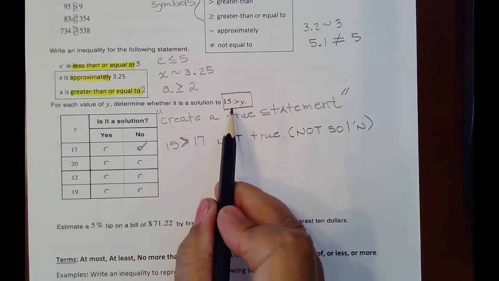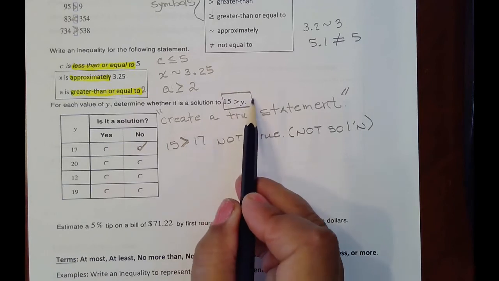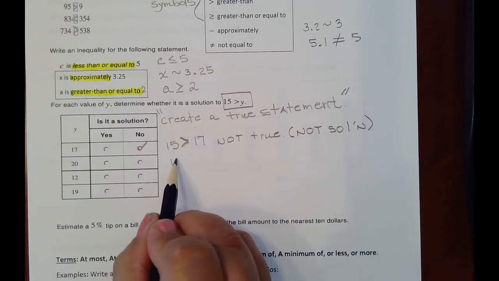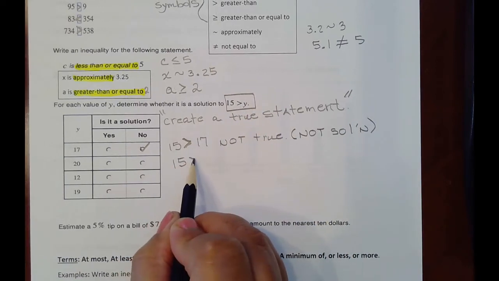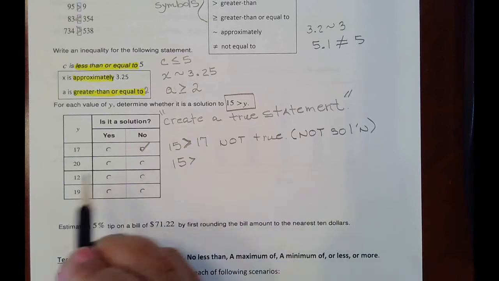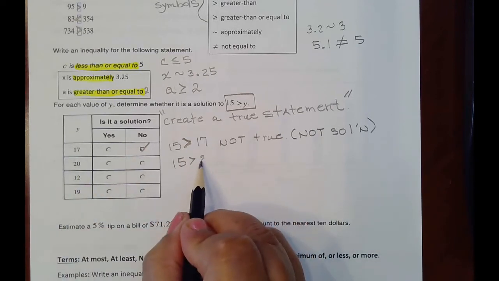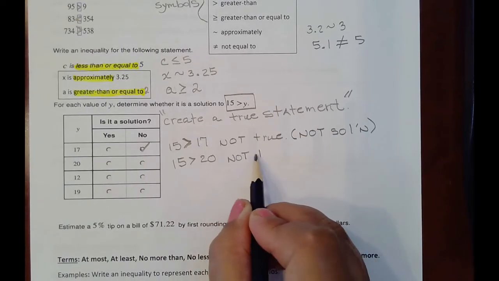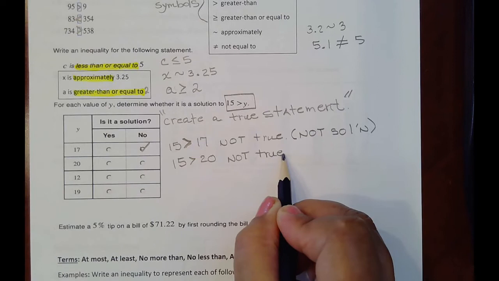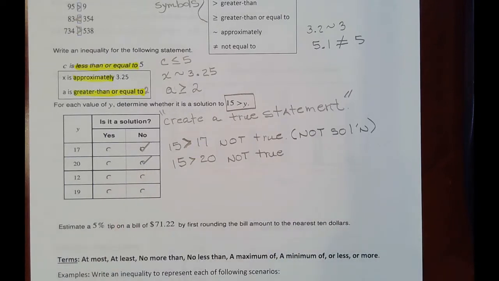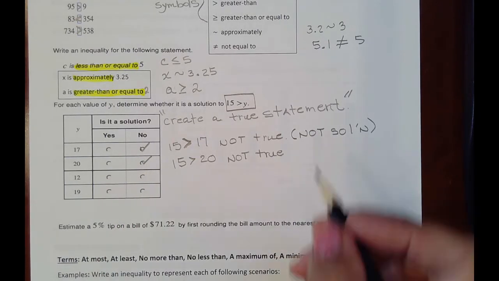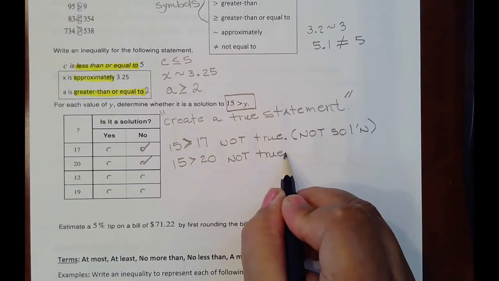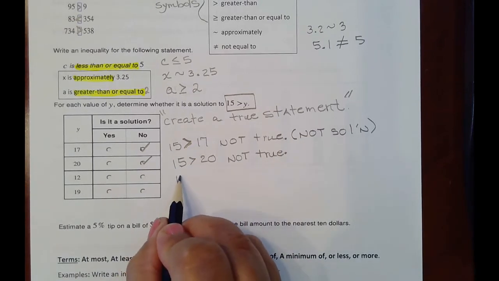Okay, using this statement again, 15 is greater than y, where you're plugging in for the y. 15 is greater than, and what you're plugging in is a 20 for the y value, and that is also not true. So it is not a solution. Okay, moving on to the next problem.